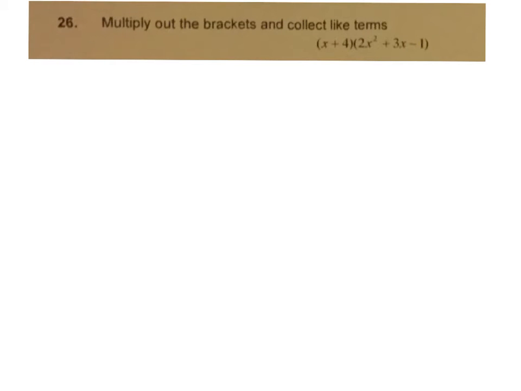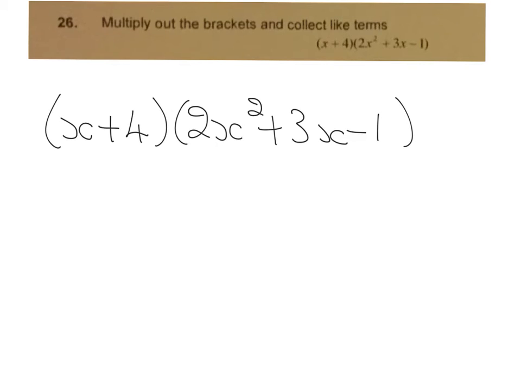Question 26, multiply out the brackets and collect the like terms. Again, we're just going to use FOIL, but there's one extra step, that's all. So now we're going to multiply out. Everything in the second bracket is first of all going to be multiplied by x. So we're going to do x times 2x squared. So that's 2x cubed. Be careful of your powers.